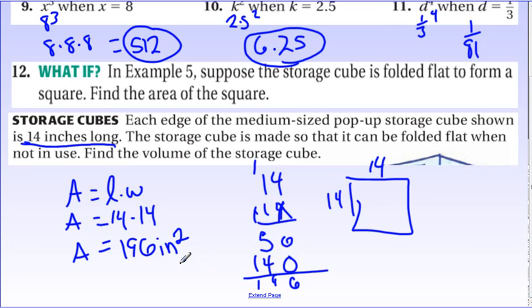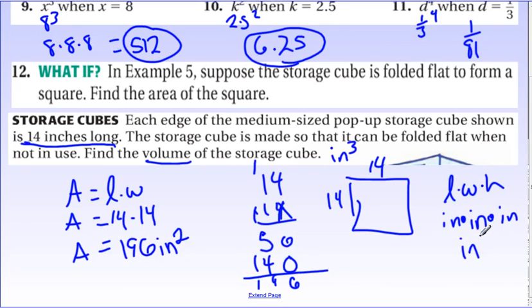In the actual problem they were doing here, they were talking about volume. In case you're curious, volume would be inches cubed, because volume is length times width times height. So you're taking inches times inches times inches, so you'd get inches cubed. For area, you're taking inches times inches, so you get inches squared.